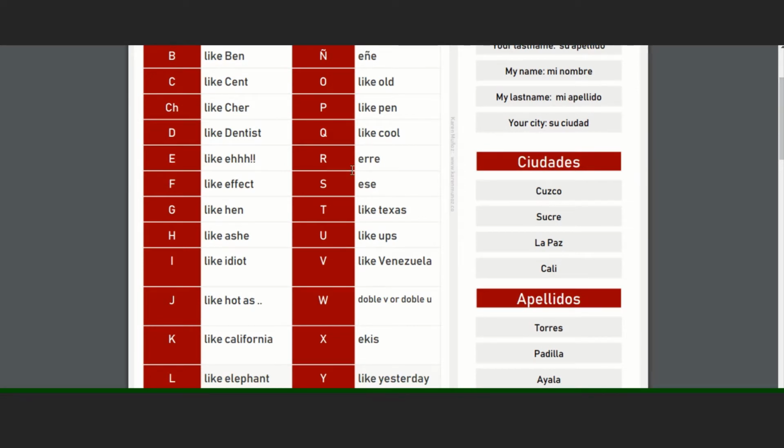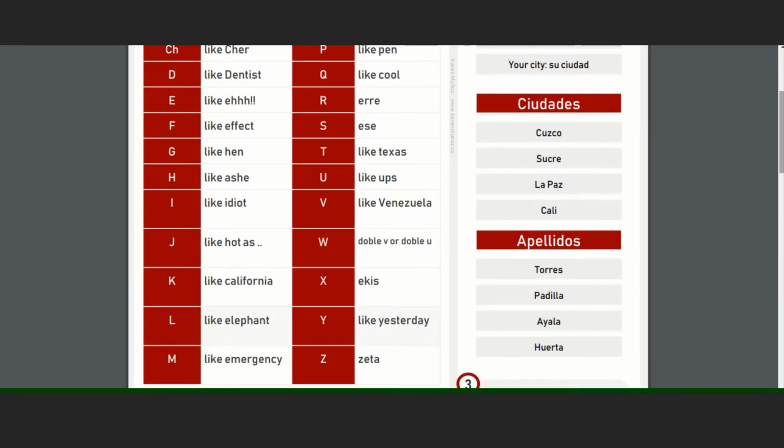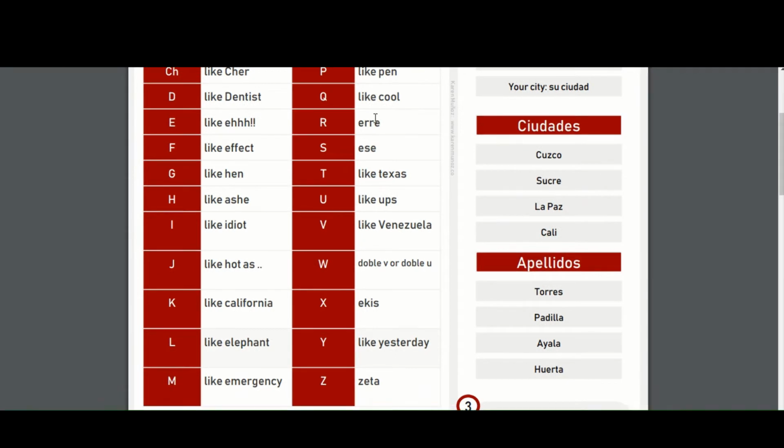R, it's unique. S, if you know one, please let me know. T, like Texas. U, like oops, I broke that.